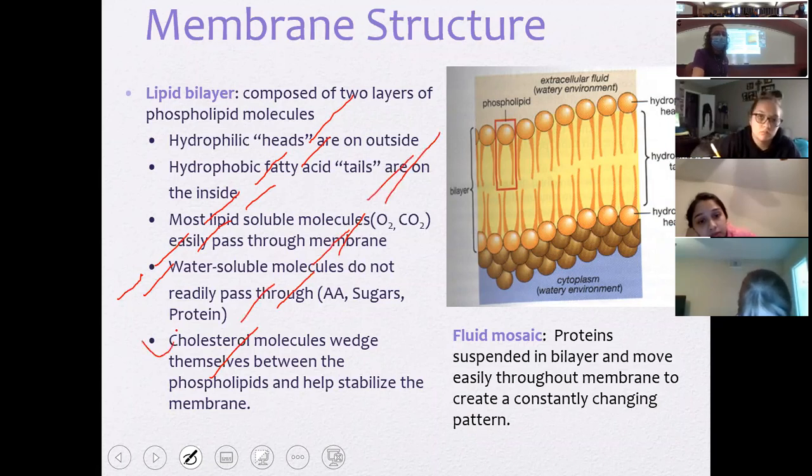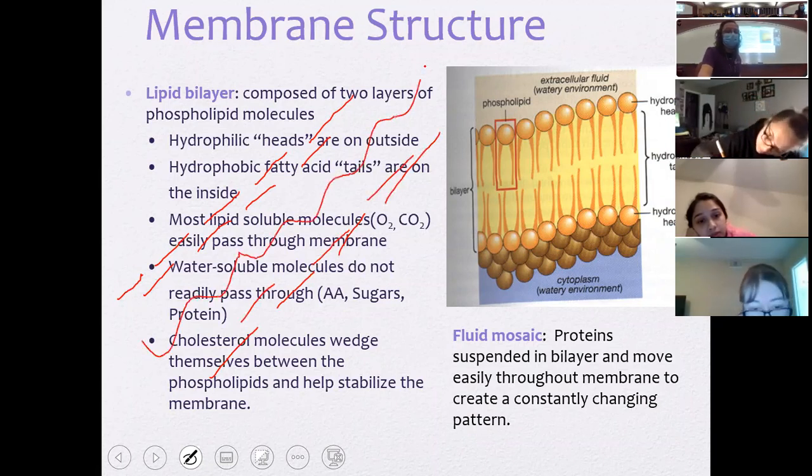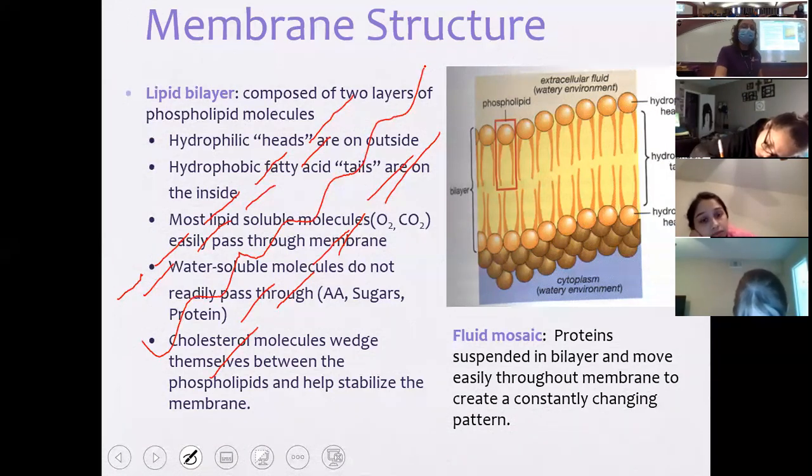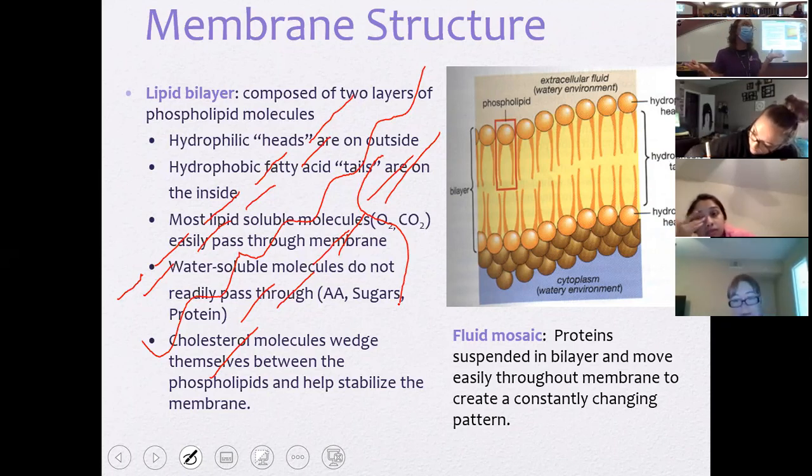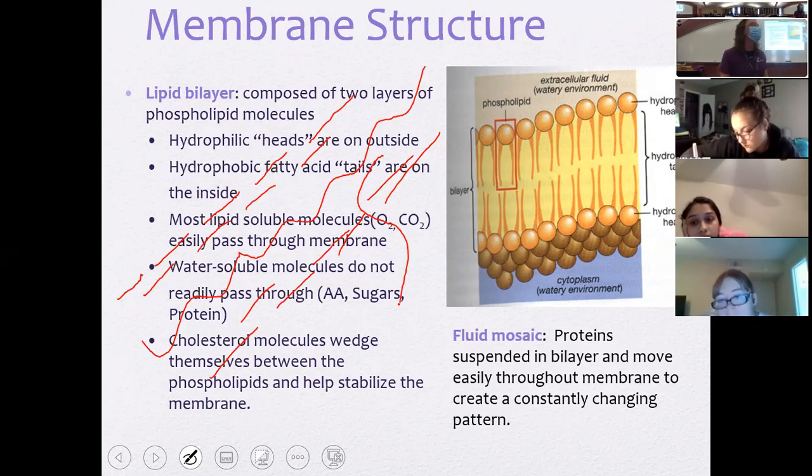And here is where my blood is flowing in the blood vessel. And what I need is for these blood cells to be able to change their shape and move through these little holes in our blood vessels and get into the tissue to do whatever battle they need to do with whatever foreign invader they need to do it with. And it's this cholesterol that helps to stabilize the membrane and allow them to change their shape.